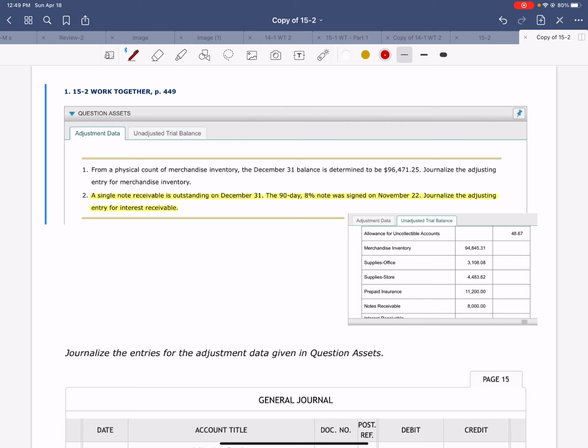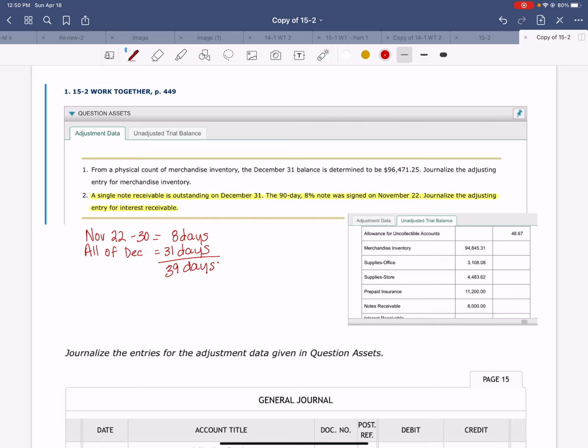So it was written on November 22nd. So November 22nd to the end of the month equals 8 days. And then you had all of December, and that is 31 days. So the amount of interest that was accrued this fiscal period is for 39 days out of the note. So the other 51 days will fall in the next fiscal period.